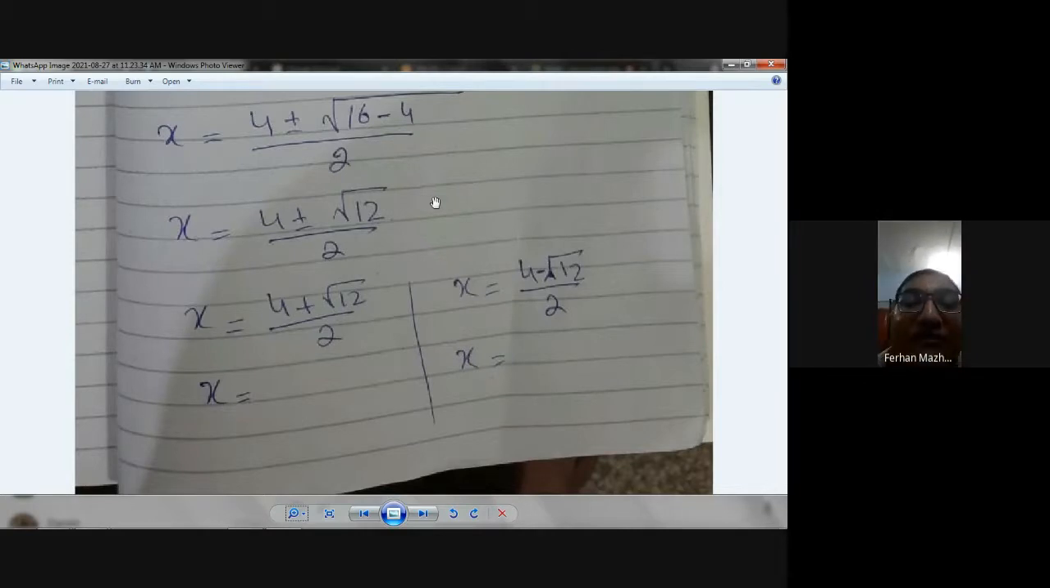So now we will have two cases. In one case, I will have 4 plus under root 12 divided by 2. And in the other case, we will have 4 minus under root 12 divided by 2. So do you have your calculator with you?